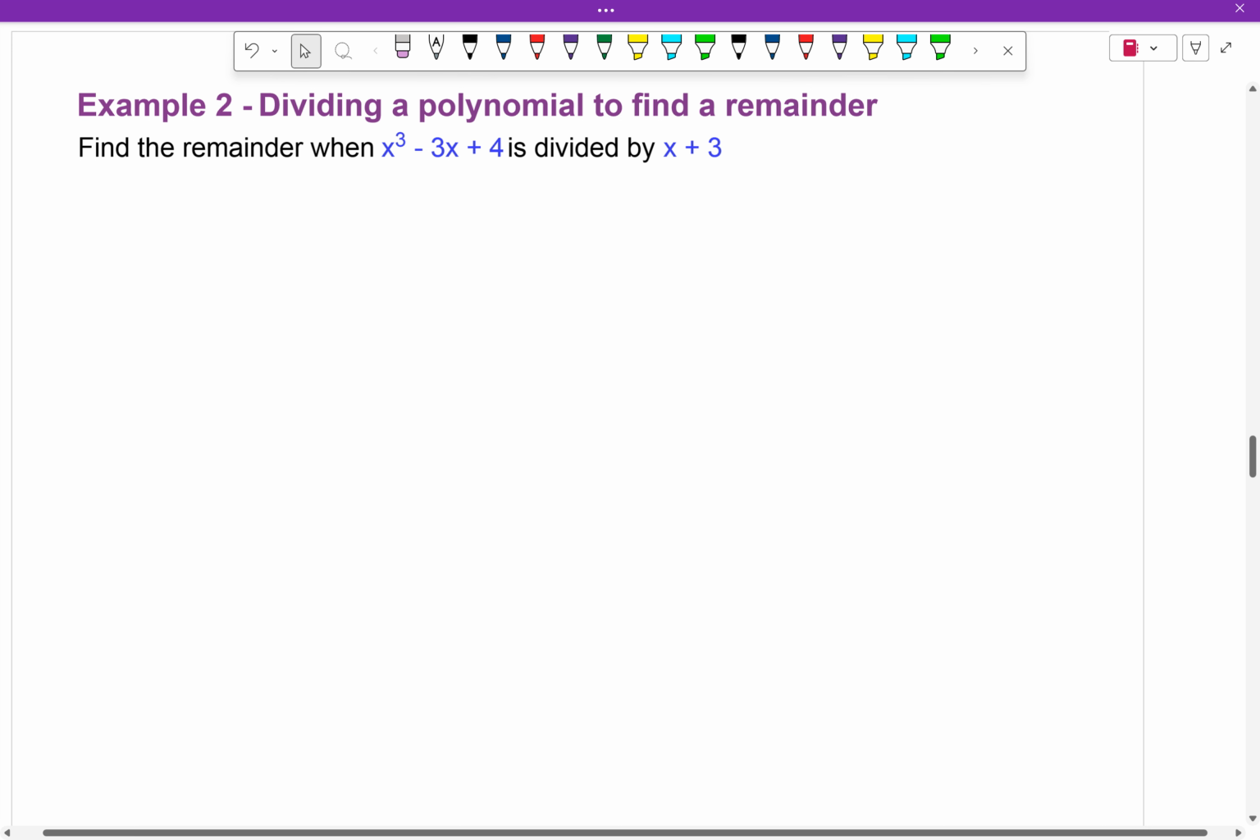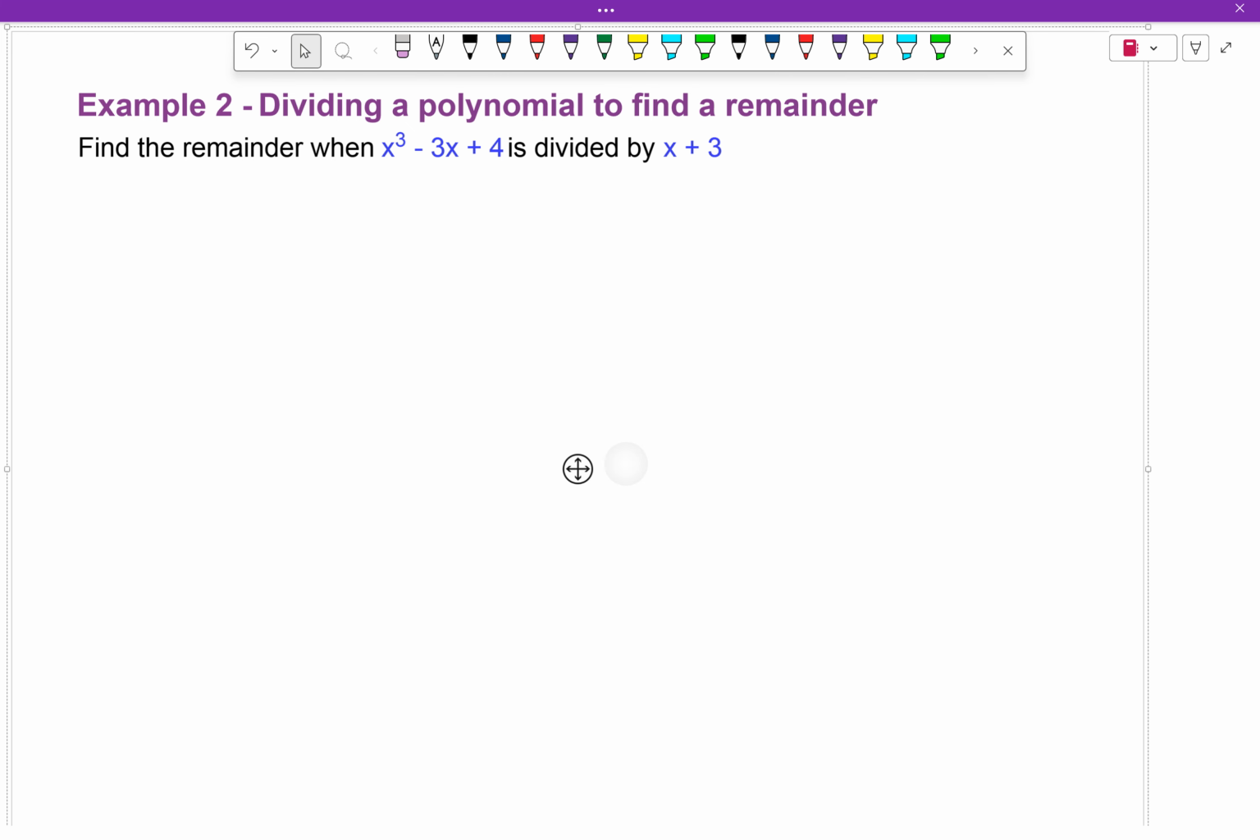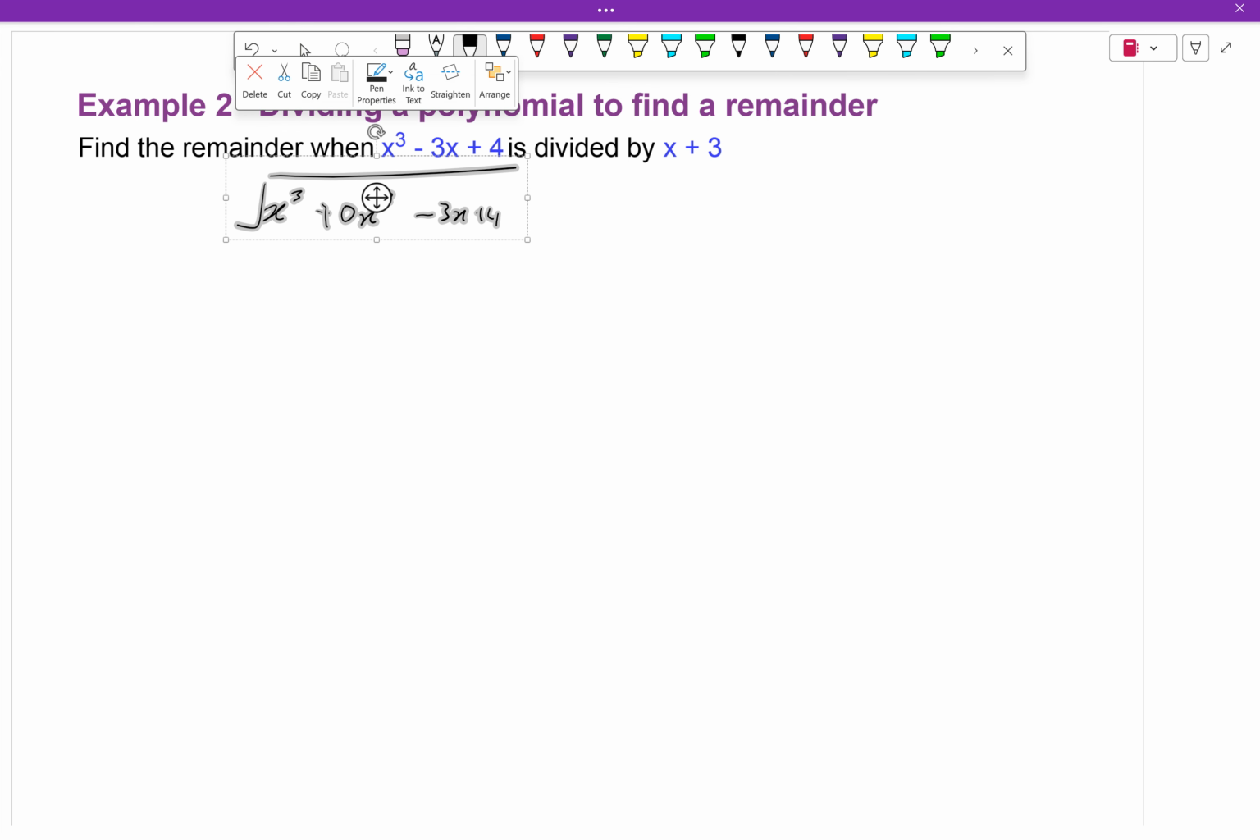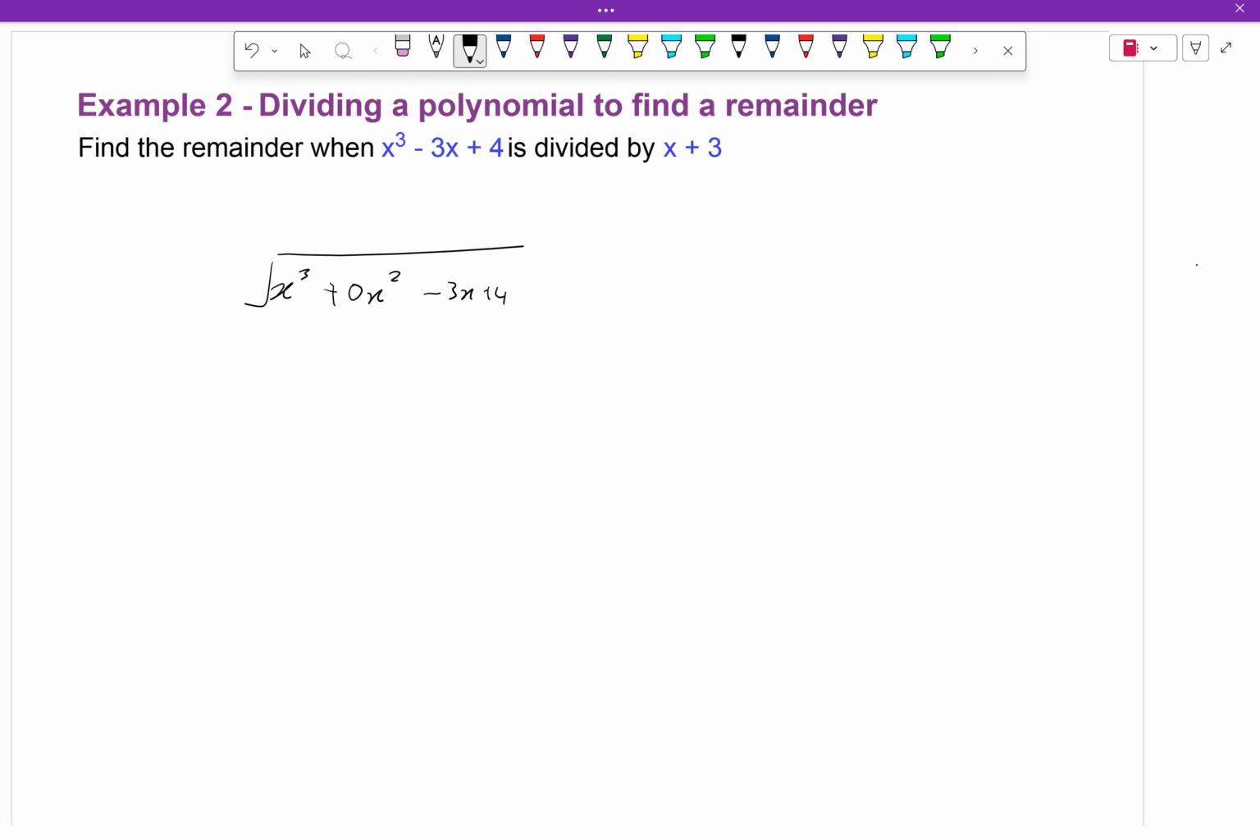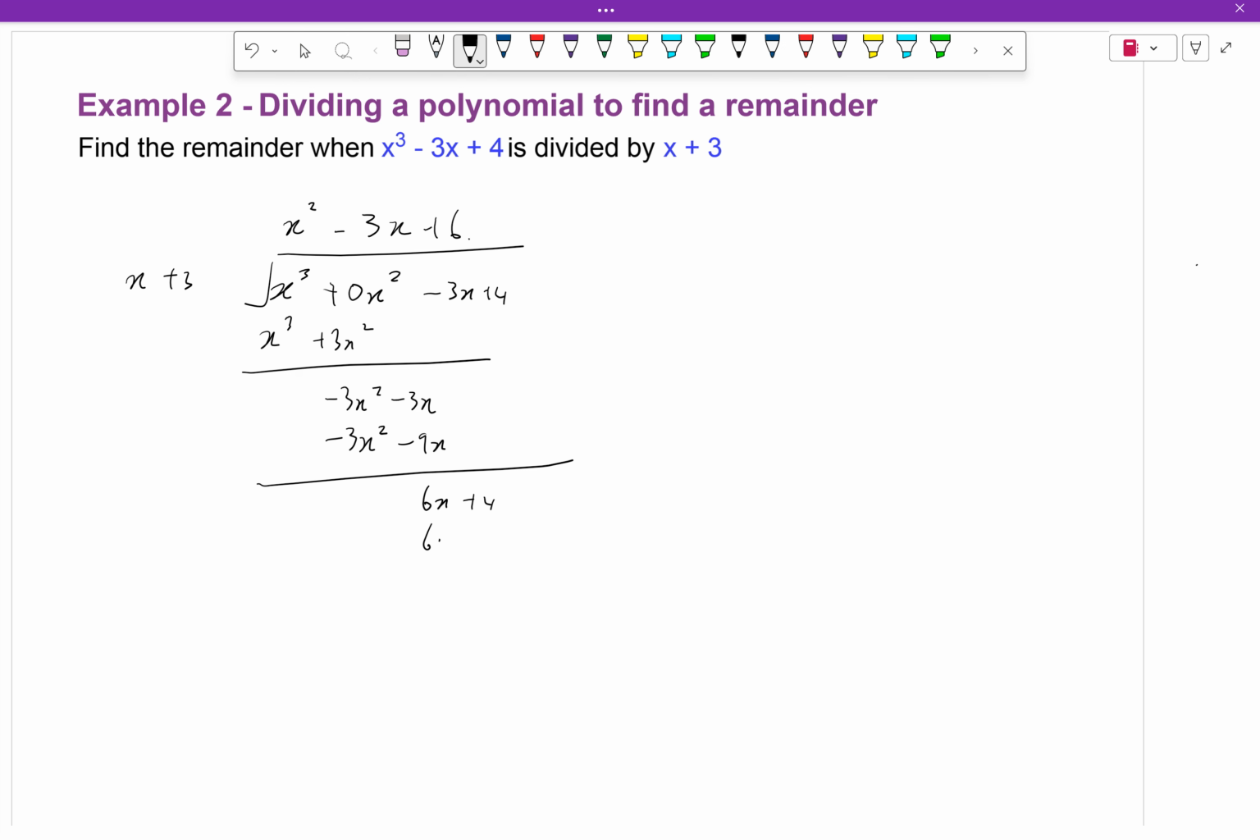Let's try again. Find the remainder when x cubed minus 3x plus 4 is divided by x plus 3. So this is not divisible. Just be careful. This one is not divisible, but we are still dividing. When we say the word divisible, it's perfectly fine, there's no remainder. So that results in x cubed, 3x squared, and then minus 3x squared minus 2x minus 3x squared minus 9x, 4 plus 6x plus 18 and then 14.